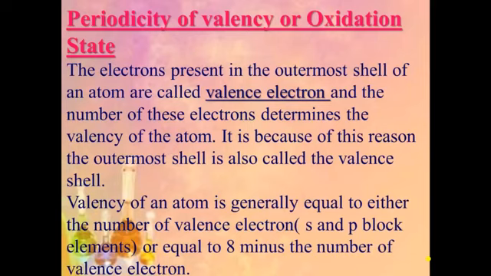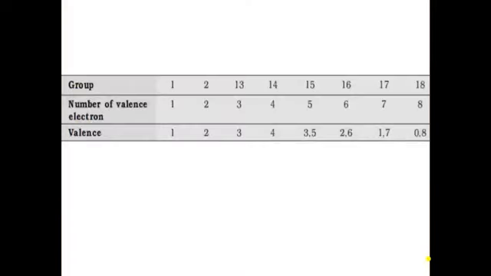Now, the valency of an atom is generally equal to either the number of valence electrons or 8 minus the number of valence electrons for s and p block elements. For example, here in the picture, these are the group numbers: group number 1, 2, 13, 14, 15, 16, 17 and 18. The number of valence electrons in group 1 is 1. In group 2, the number of valence electrons is 2. In group 13, the number of valence electrons is 3. In the 14th group 4, 15th 5, 16th 6 and so on.